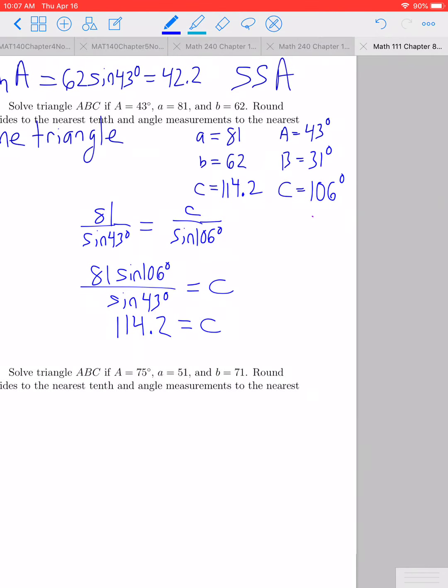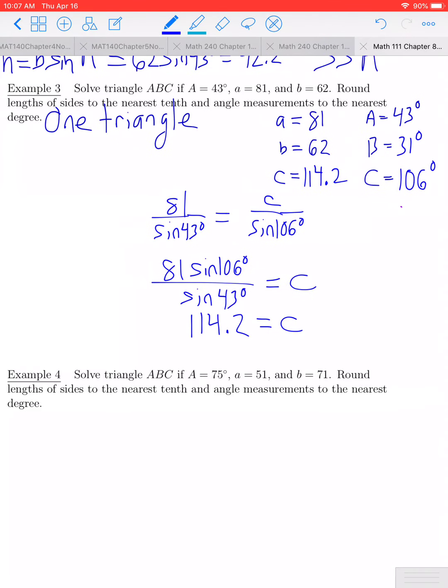And that's it. We've now solved for the length of every side and the measure of every angle. And as we said, for this particular problem, we got just one unique solution, just one triangle that could be formed with the starting information.